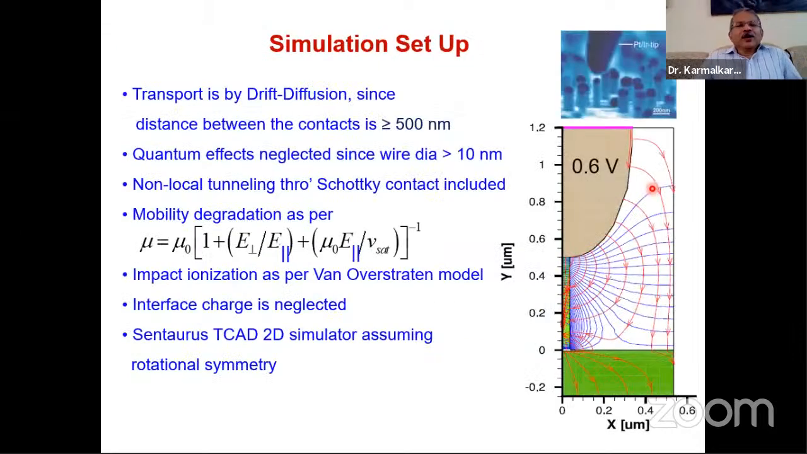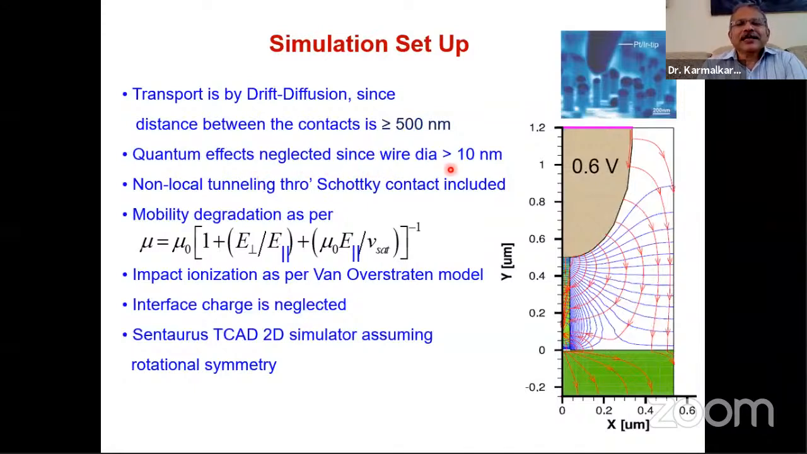Right. Now you do a simulation. So how do you do a simulation? Here is an example of a simulation setup. First you have to declare how the current is going to flow. So transport is by drift diffusion because the distance between contacts is large. Though it is in nanoscale, it is still large enough to allow drift diffusion.